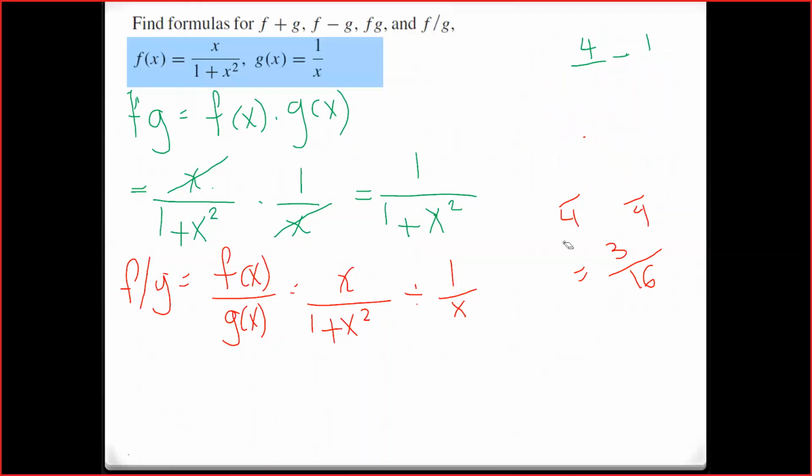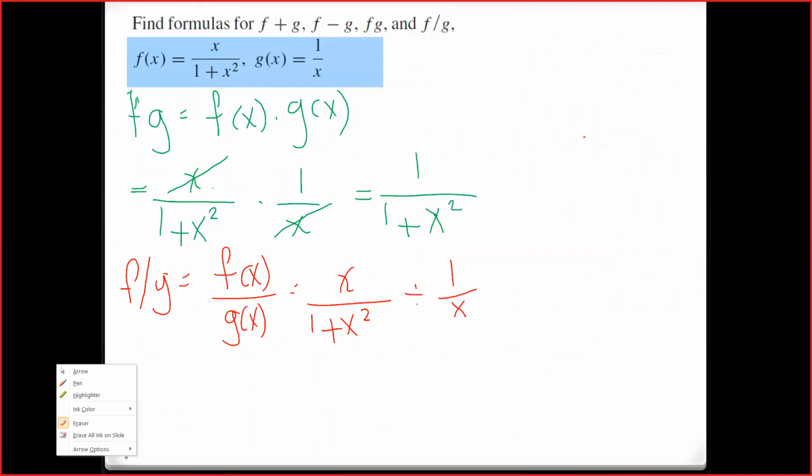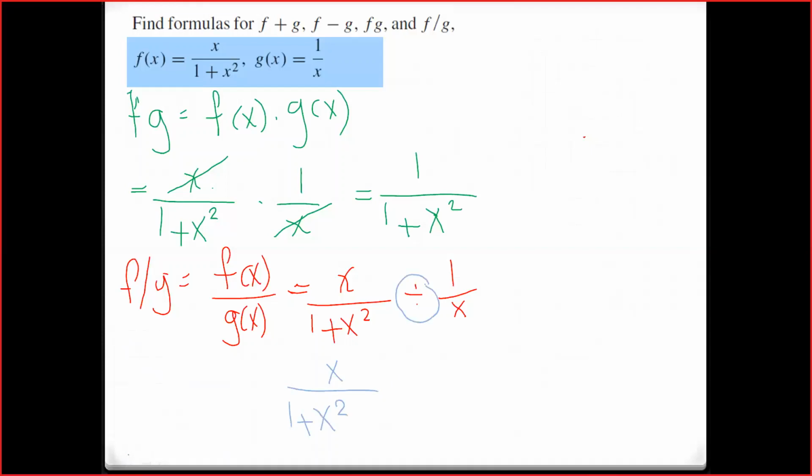Here now, in the rational expression, we can do the same. You keep the first one as it is, x over 1 plus x squared. And you change the divide to multiply. And 1 over x, its reciprocal will be x. Then x multiplied by x is x squared over x squared plus 1. Is it clear now?